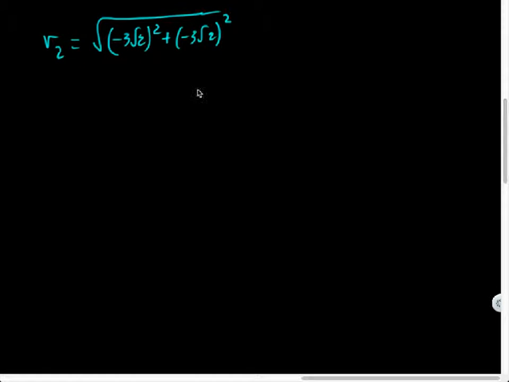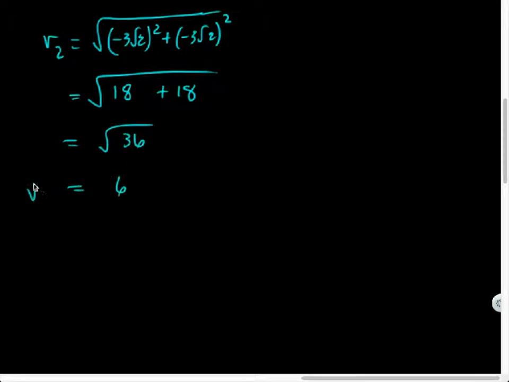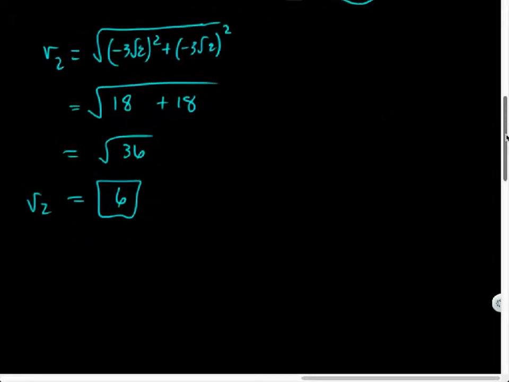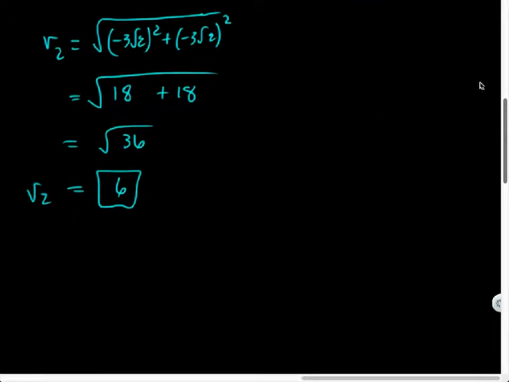plus another negative 3 square roots of 2 all squared. Trying to bring the energy to this. Negative 3 all squared is 9, times root 2 squared is 2. 9 times 2 is 18. Same thing over here. Square root of 36. How wonderful. 6. R2 is equal to 6. There we are.